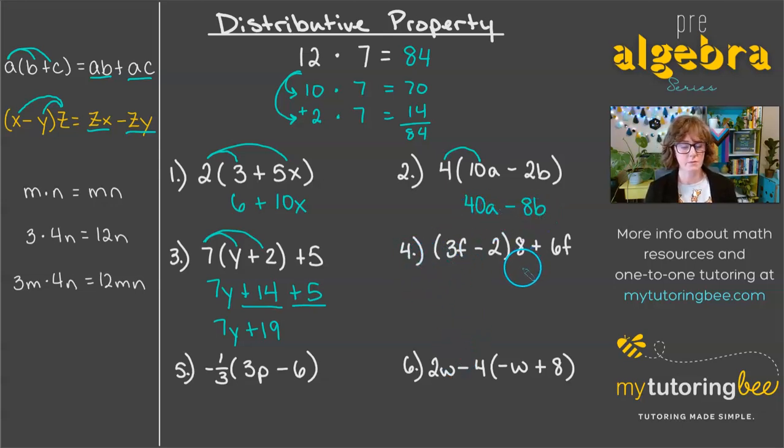Okay, let's take a look at number 4. Number 4 has the parentheses first and then a number that's being multiplied times that quantity inside the parentheses.